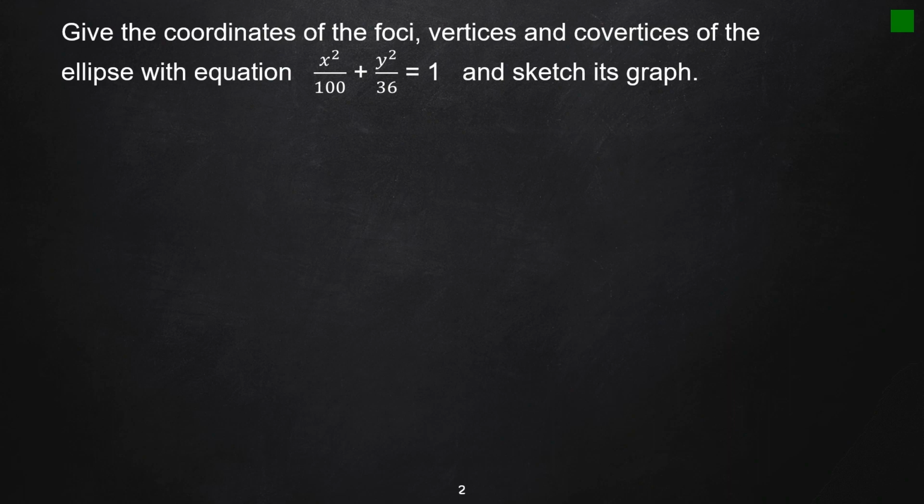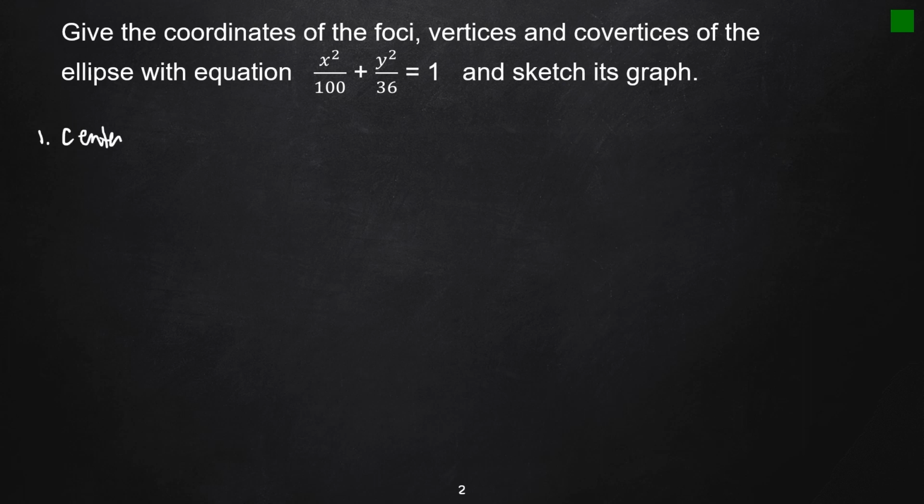Our task now is to give the coordinates of the foci, the vertices and covertices of the ellipse with equation x squared over 100 plus y squared over 36 equal to 1, and sketch its graph. So this is what we are going to do. First, let us try to identify the center of our ellipse.